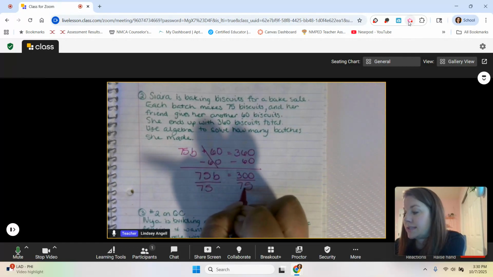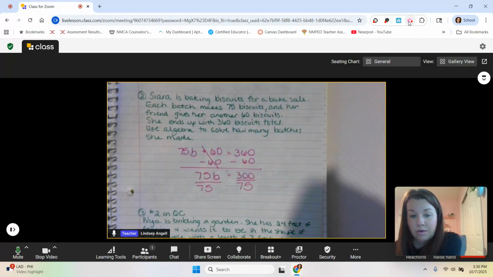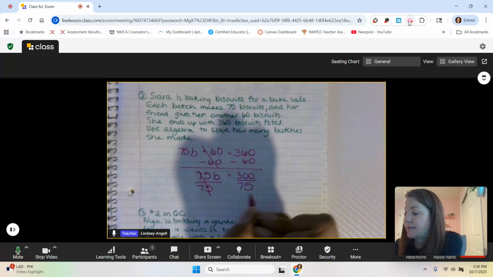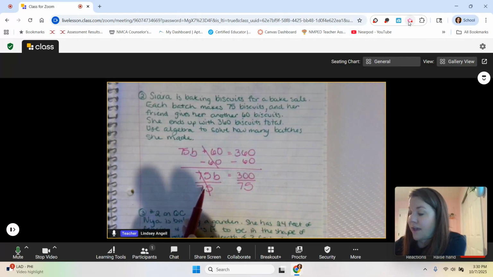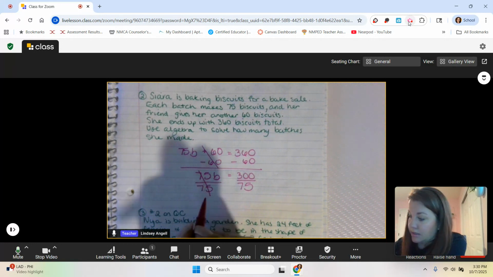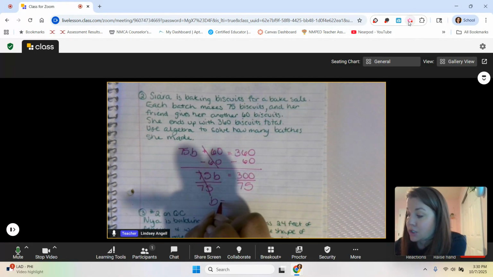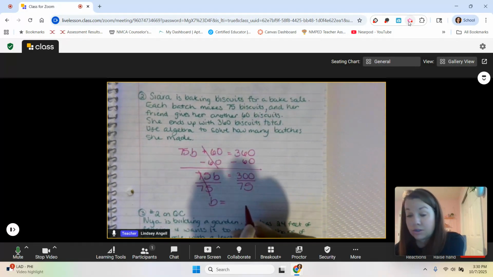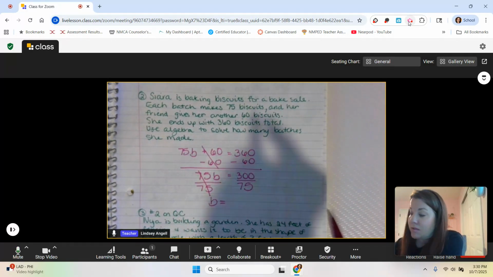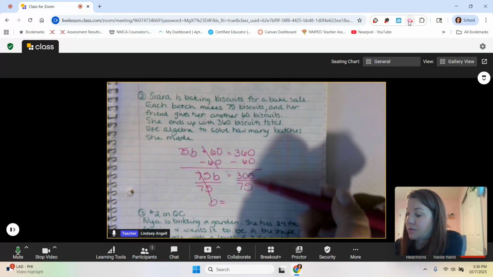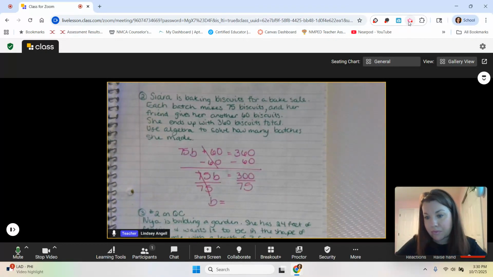Whatever you do to one side, you have to do to the other. So I'm going to divide both sides by 75. 75 divided by 75 is 1. So those cancel out, and I'm just left with 1b, or 1 batch, right? So 1 batch is equal to, and let's see. We know it's 75 biscuits, but 300 divided by 75. Well, 75 plus 75, there's 2 batches. That gets me to 150. 150 plus 150 is 300. So that's 4 batches.